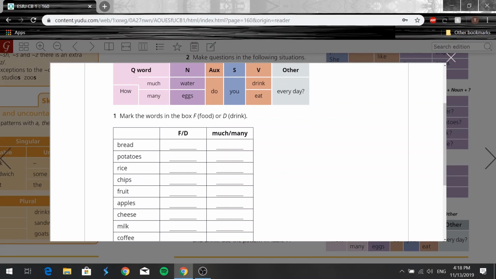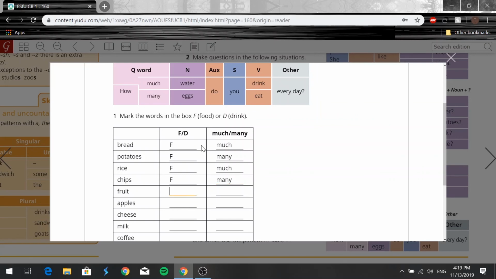Okay, so bread, obviously, F, food, okay? And do we use much or many, you guys, with bread? That's correct, we use much, okay? Bread is uncountable. Potatoes, again, food, not drinks. And we use many with potatoes. Potatoes is a countable noun, okay? Rice, again, F, food. And we use much with rice because, again, rice is uncountable. Excuse me. Chips. Chips is also food, right? And we use many with chips, okay?